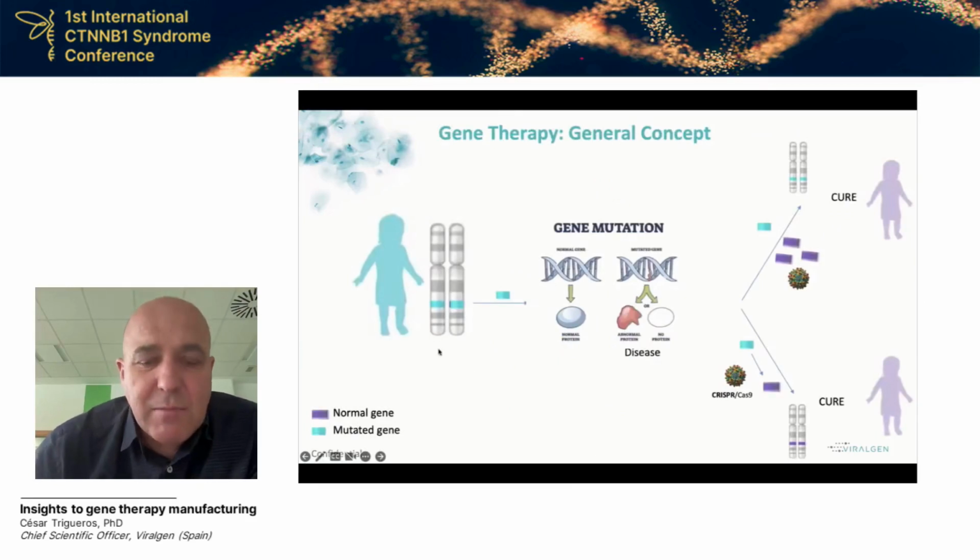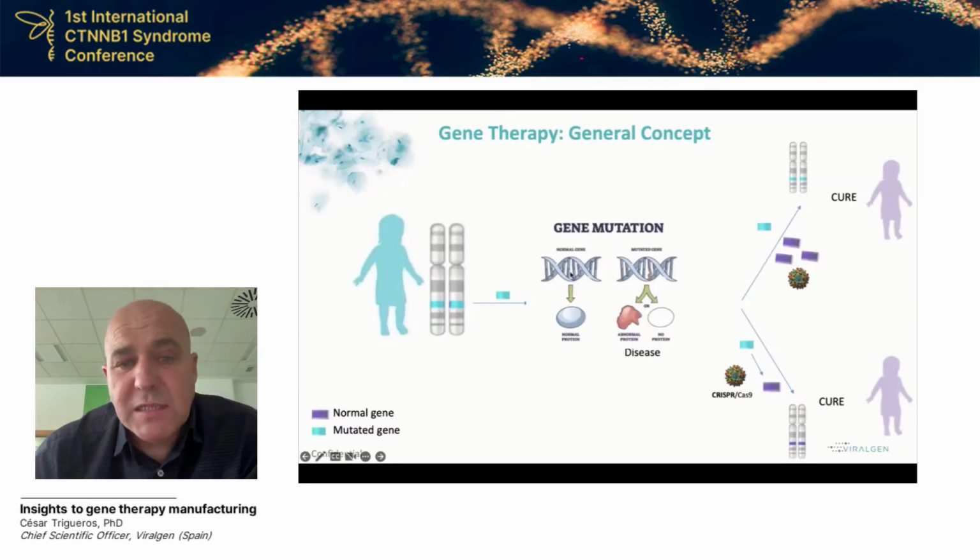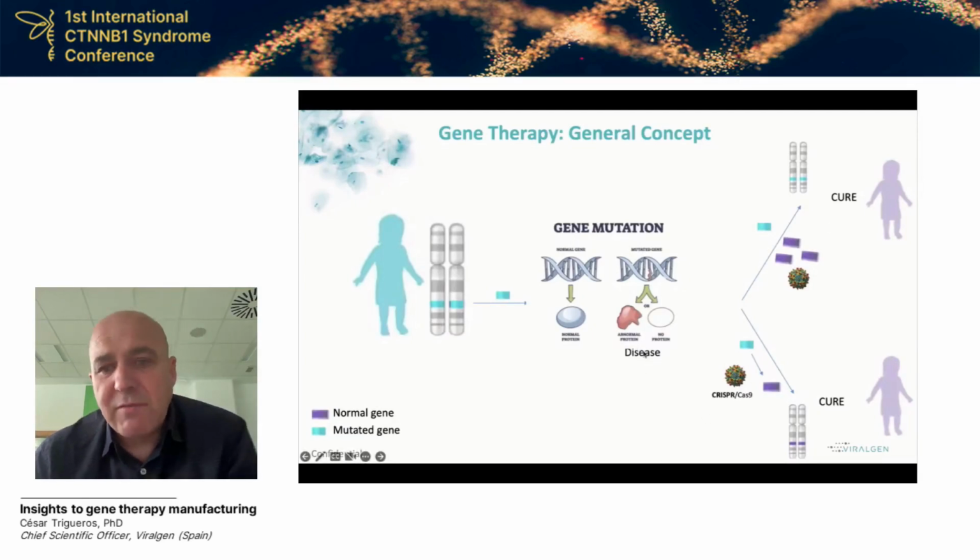So basically, I guess you already talked about that. This is an example of a child that has a mutation, a mutated gene. In a normal situation, a normal gene gives you a normal protein, but with a mutated gene, you can have a protein that has no function, or really low function, or basically you have no expression of the protein, or very low expression of the protein. So that is when you have the disease.